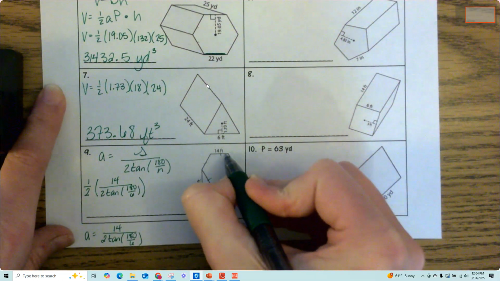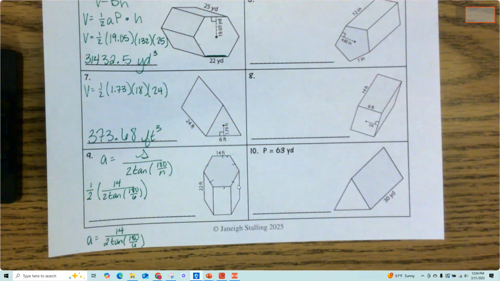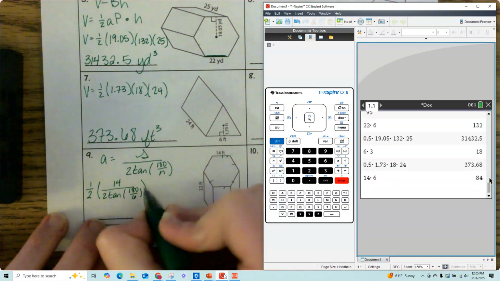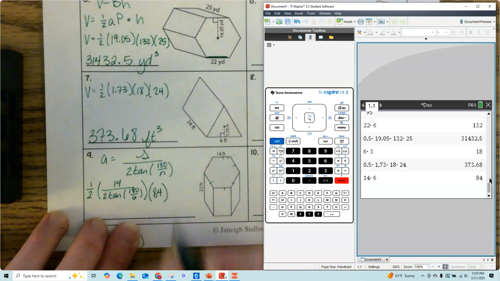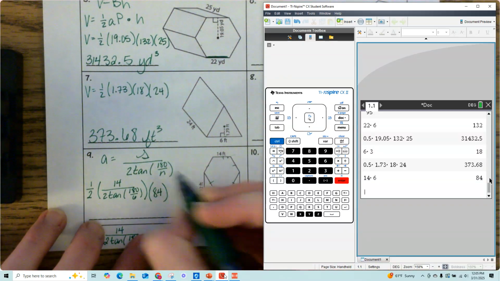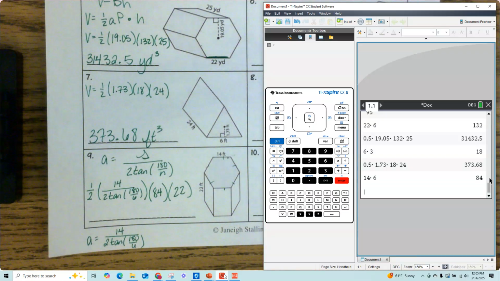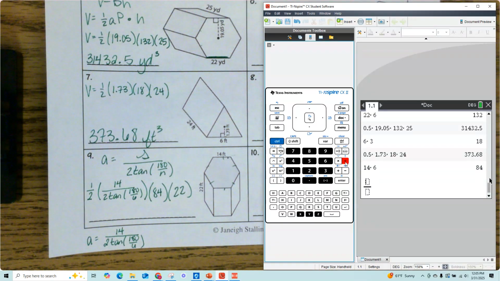Perimeter. One side is 14. And I've got 6 sides, so 14 times 6. There's my perimeter. And then the 22, that's my height. Use your parentheses on this one, especially with that crazy apothem. It'll keep everything neat for you.